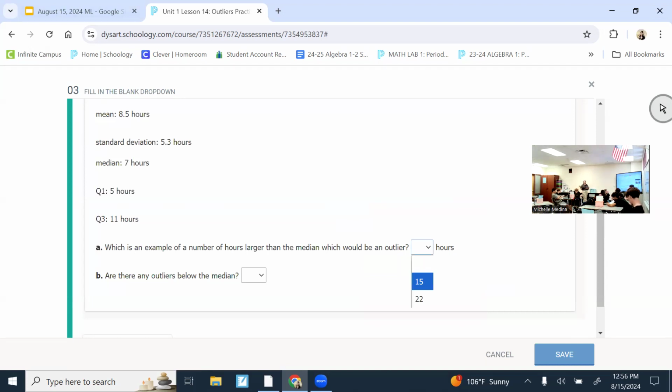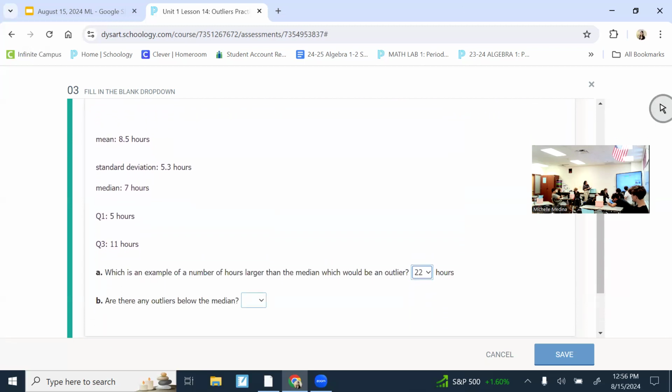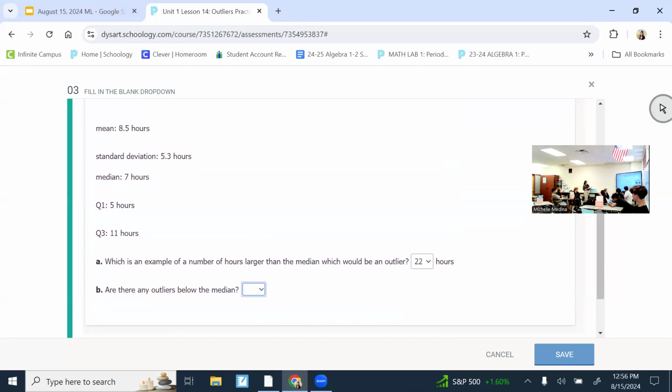So we're going to use the IQR rule to mathematically prove it, but using your critical thinking skills, which one is probably more likely an outlier? And if 15 is an outlier, then 22 would also have to be an outlier, right? So critical thinking skills would tell me it's going to be 22, but I'll show you with the rule in a second. And then it says, are there any outliers below the median? So, do I have an... I don't know. We'll see. Oh, because you're in my quarter one, maybe, we'll see.